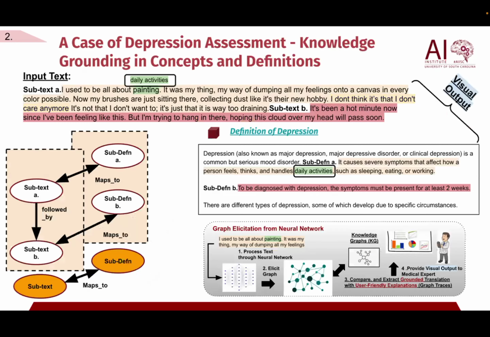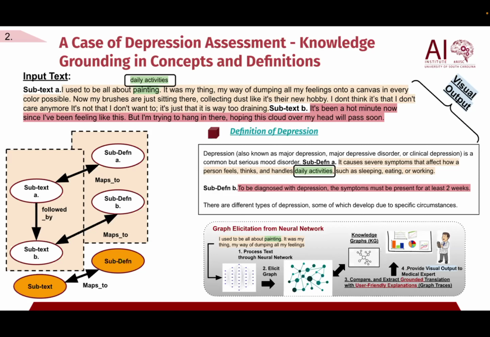Here is where the knowledge helps. So if you have a definition of depression and you have some kind of scaffolding structure, so on the bottom left corner of the screen, we see an ontological structure where a subtext could be related to some part of the definition. Subtexts could follow each other. And how can we use this scaffolding structure to make better sense of the input text?